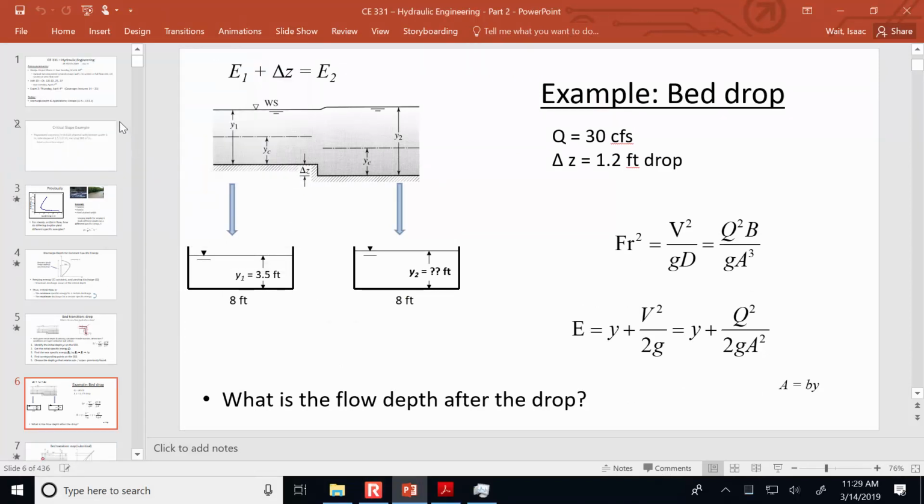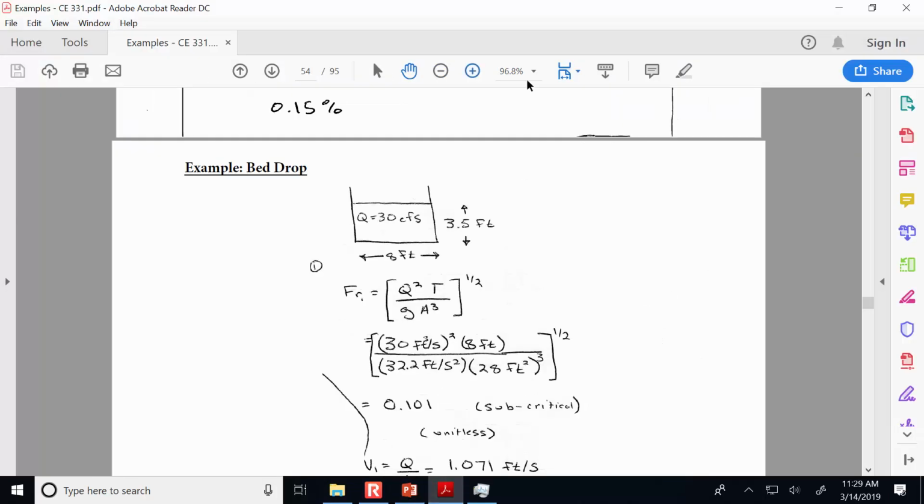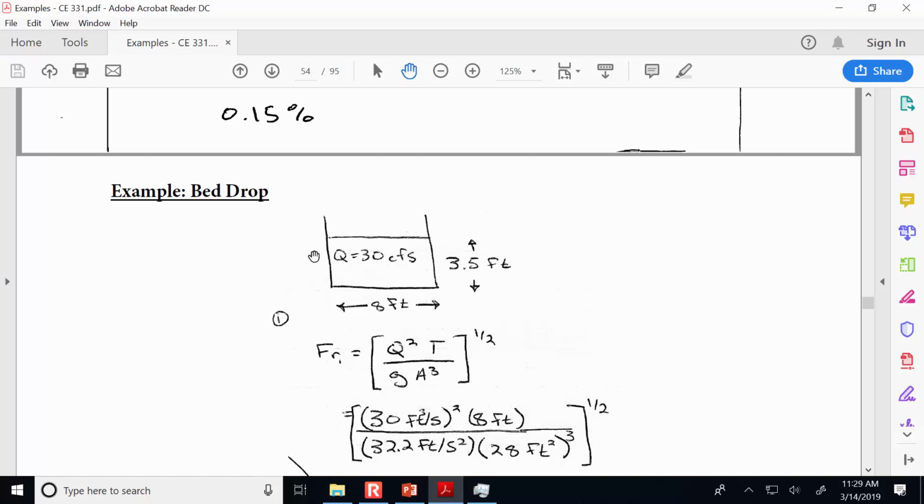All right, so the three steps I said we should take a look at is, first of all, classify the flow regime at location 1. Because we're going to need to know whether it's subcritical or supercritical in order to choose the correct route at the very end of the problem. So the two ways we can do that, diagnose the flow regime, is number one, we can calculate the Froude number.